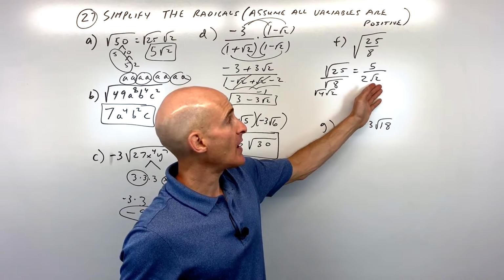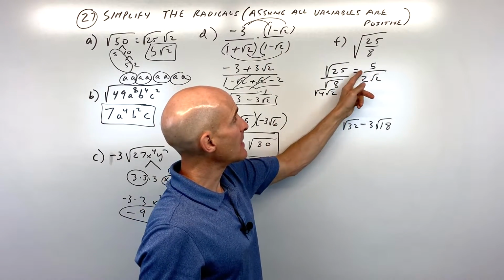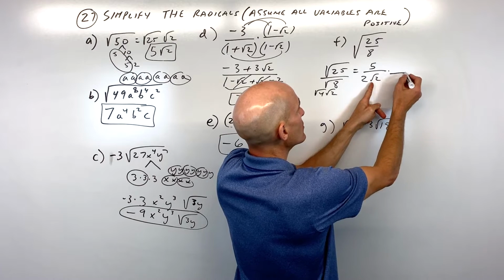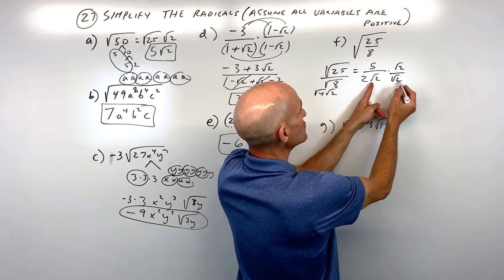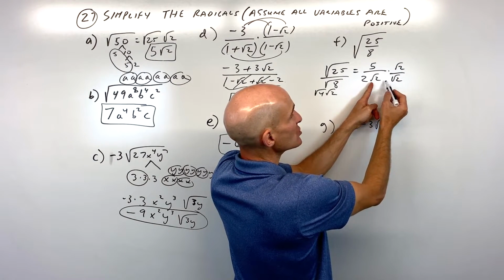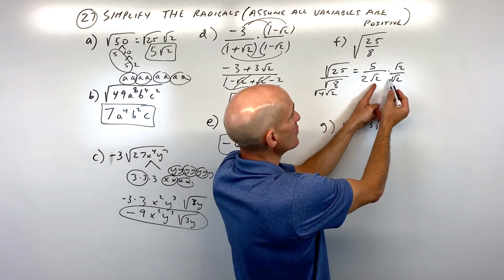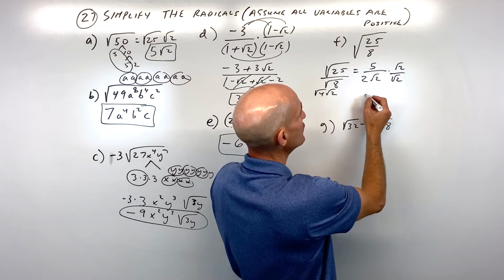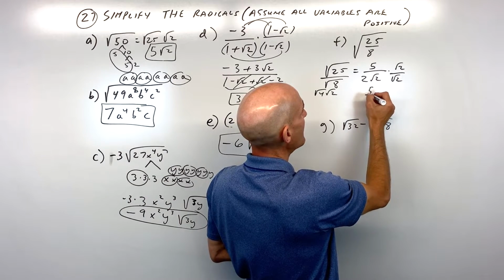But again, we don't want that radical in the denominator, kind of like the previous one, but this is a monomial. I want to get rid of that square root of 2, so I'm just going to multiply the top and bottom by square root of 2. Square root of 2 times square root of 2 is just 2. Times, see, this is square root of 4, but square root of 4 is 2, times 2 is 4. And then we just have 5 square root of 2.